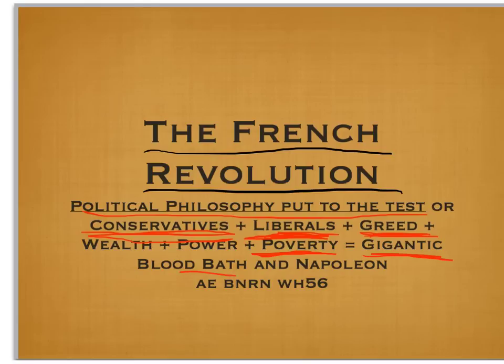a gigantic bloodbath. And then at the end of all this, at the end of a revolution that was fought initially to take power away from a monarch, you end up with an emperor in Napoleon who has much more power than the initial king that this revolution was fought against.